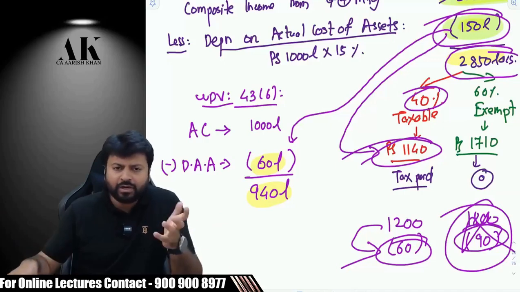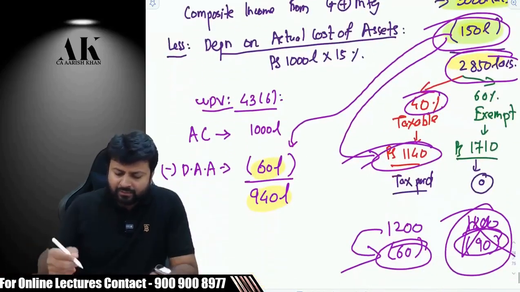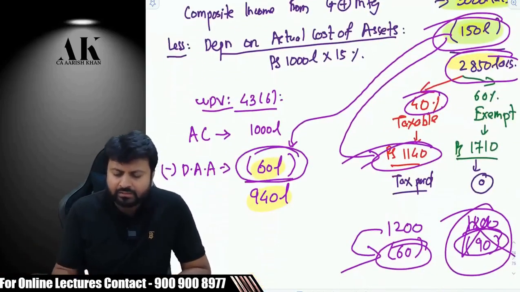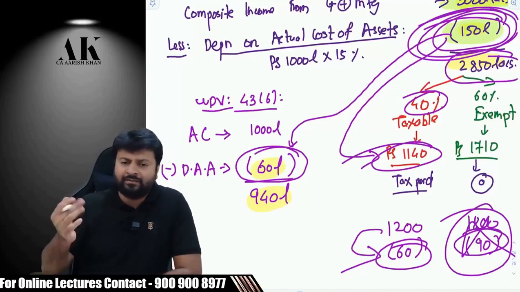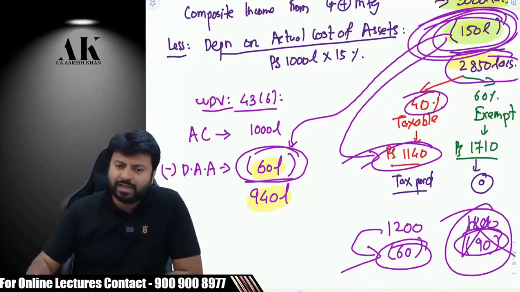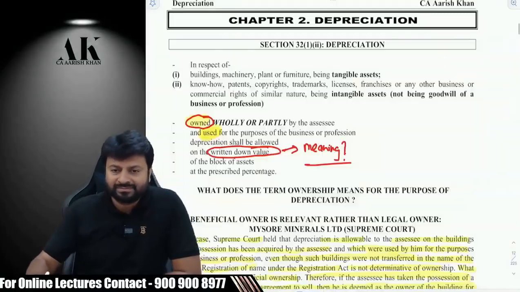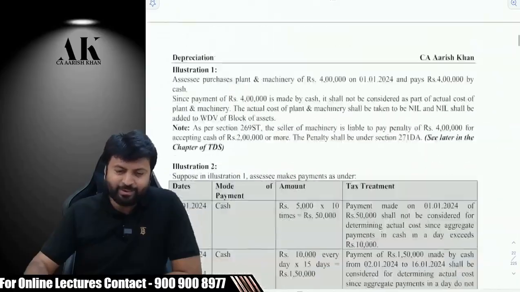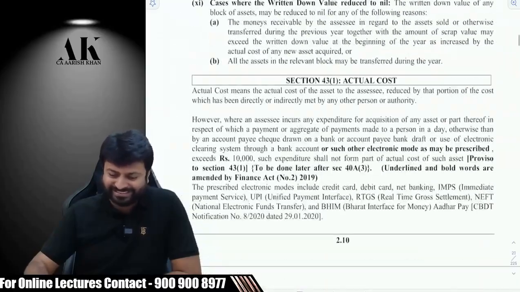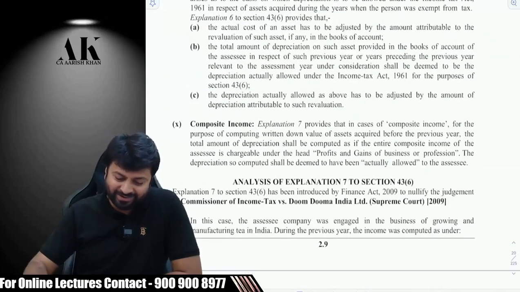Matter went to Supreme Court in 2009. Supreme Court gave the judgment in the case of Doom Duma India Limited. Yes, from here you will only remove what? 40% of the depreciation, not the entire depreciation. Obviously, the department is aggrieved. Department is not happy with the judgment. What will they do? Will they override the provision or not? Please tell me. Will they override the provision or not?